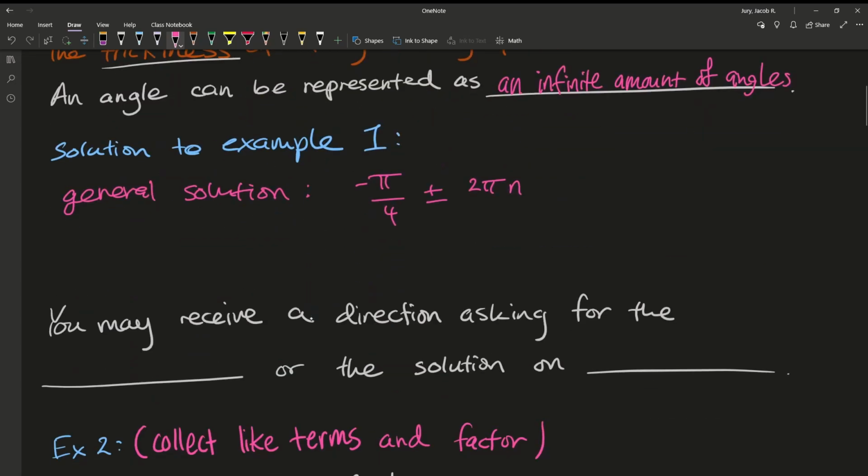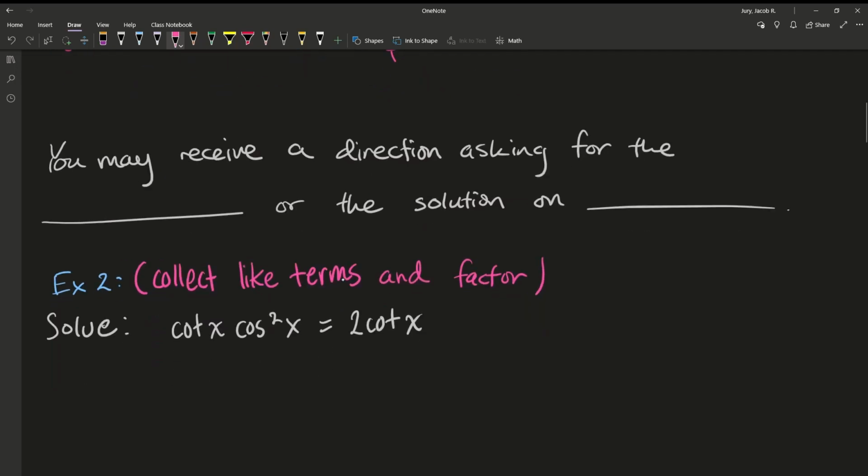Good. So you might receive a direction asking for the general solution or the solution on an interval. And I'll show you what the interval solution looks like in a second with our last example.